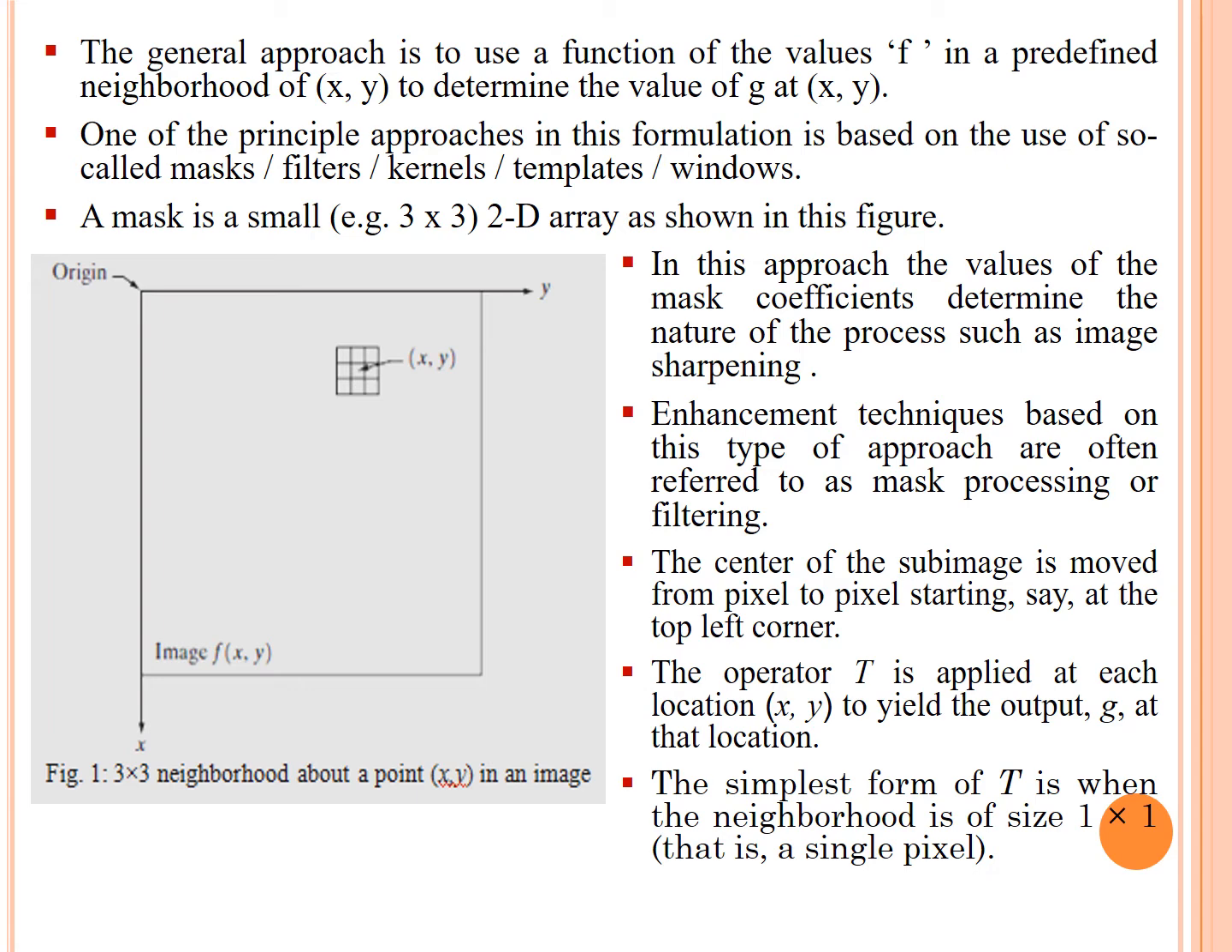The center of the subimage is moved from pixel to pixel starting at the top left corner. The operator T is applied at each location (x,y) to yield the output g at that location. The simplest form of T is when the neighborhood is of size 1 by 1, that is a single pixel.